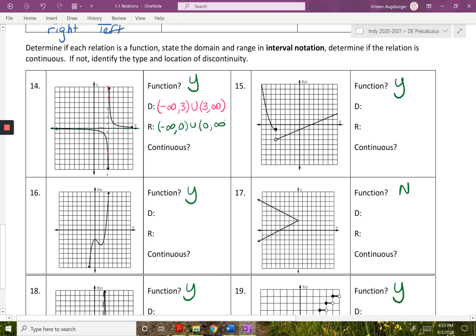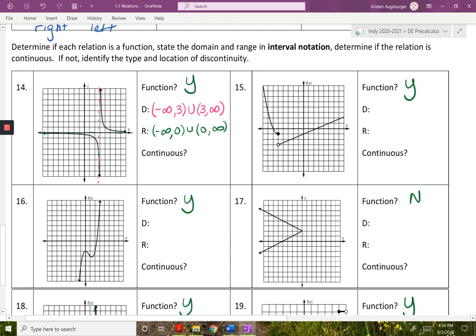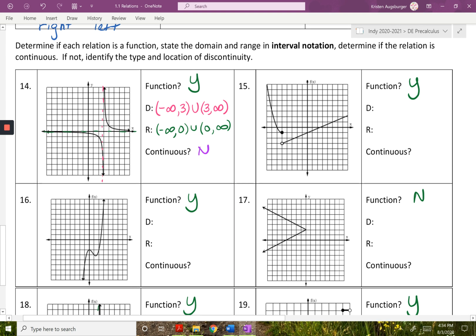Start up immediately afterwards. Well, it pretty much answers our question as to whether or not this is a function, or if this is continuous. It's not continuous. It's discontinuous, so it's infinite discontinuity at x equals 3. Where is that problem? So it's at x equals 3.